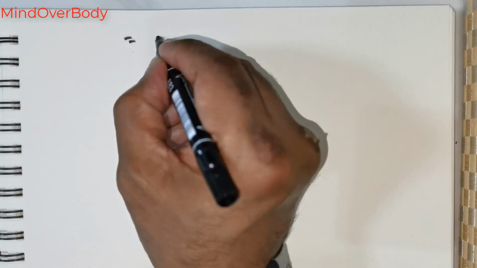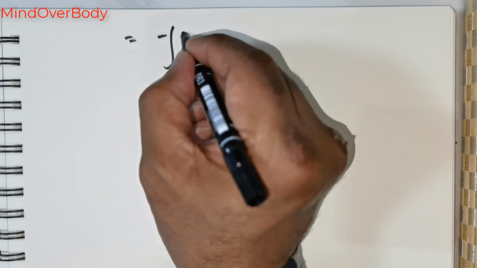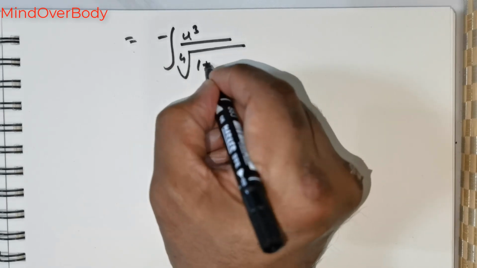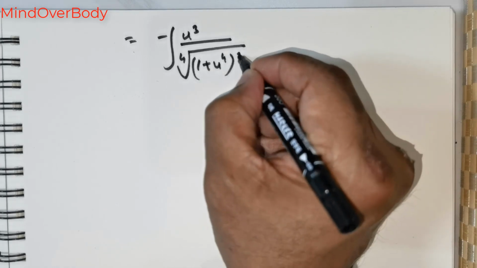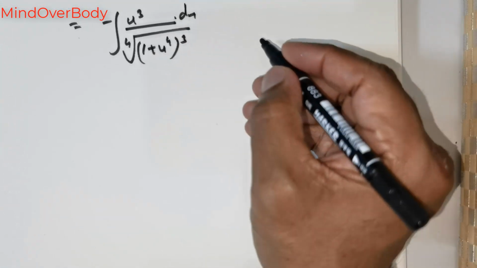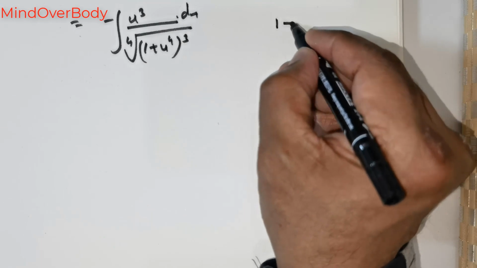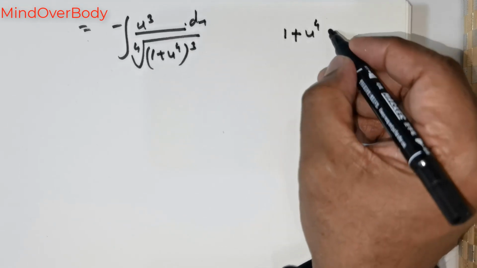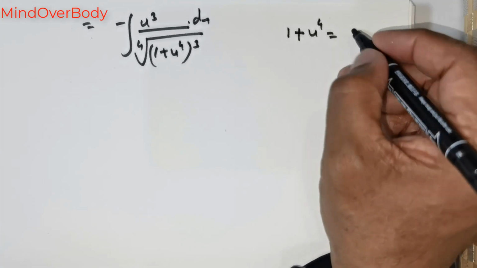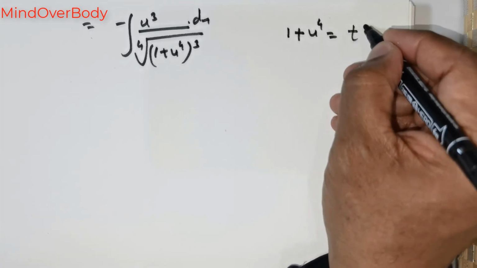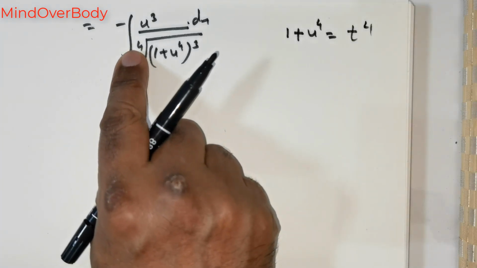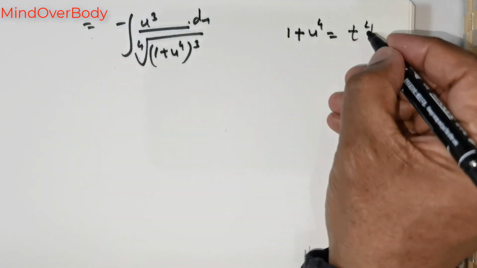So this is equal to, this is what we've got, right? Negative integral u raised to the power of 3 divided by 4th root of 1 positive u raised to the power of 4, the whole raised to the power of 3 times du. Now what I wish to do is I would like to take 1 positive u raised to the power of 4 to be equal to, say, some t raised to the power of 4.